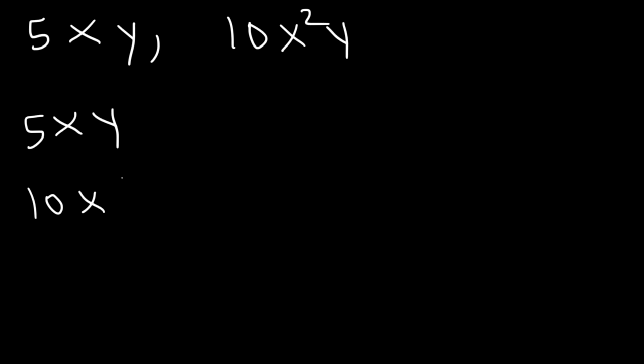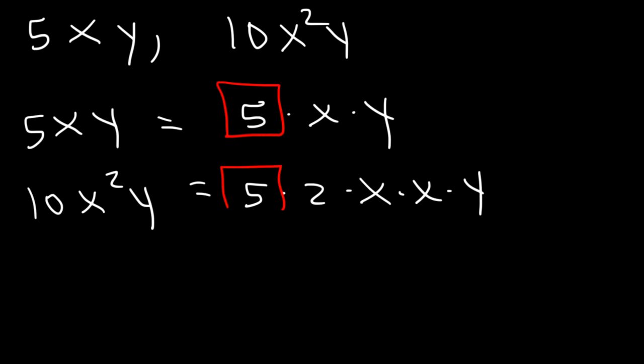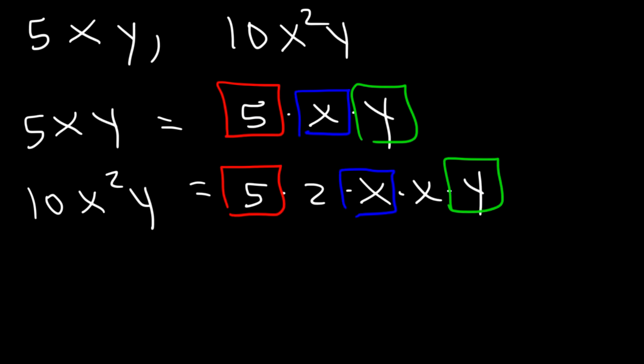Now, what about this example? What is the greatest common factor between 5xy and 10x squared y? So let's follow the same process. 5xy is simply 5 times x times y. 10x squared y is 5 times 2 times x times x times y. So we have a 5 in common, and we have an x in common, and we also have a y in common. So therefore, the greatest common factor is 5xy.